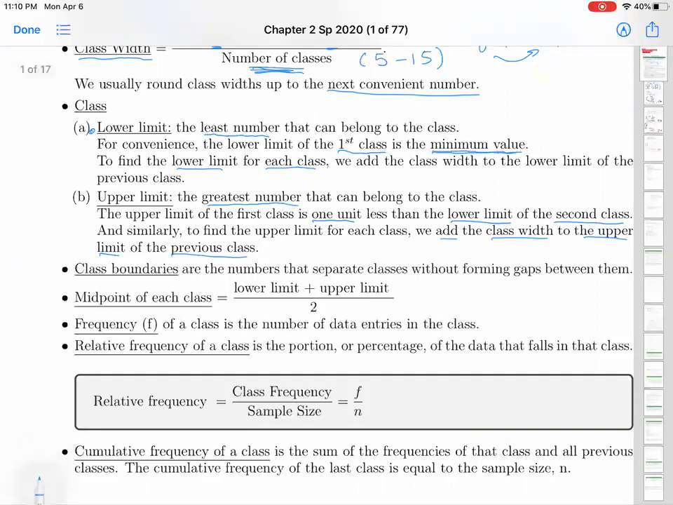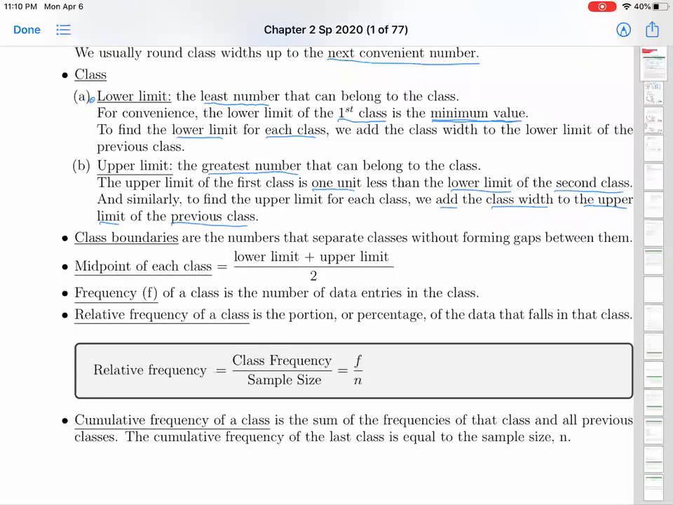All right, class boundaries. Class boundaries are the numbers that separate classes without forming any gaps between them. Usually the class boundary will be values in between the upper limit of one class and the lower limit of the next class. Midpoint of each class equals the sum of the lower limit plus the upper limit divided by 2.